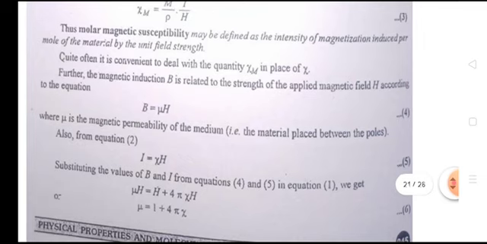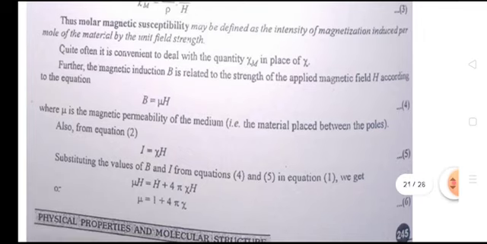Thus the molar magnetic susceptibility may be defined as the intensity of magnetization induced per mole of the material by the unit field strength. Quite often it is convenient to deal with the quantity magnetic susceptibility in place of susceptibility. Further, the magnetic induction B is related to the strength of the applied magnetic field H according to the equation B is equal to mu H.